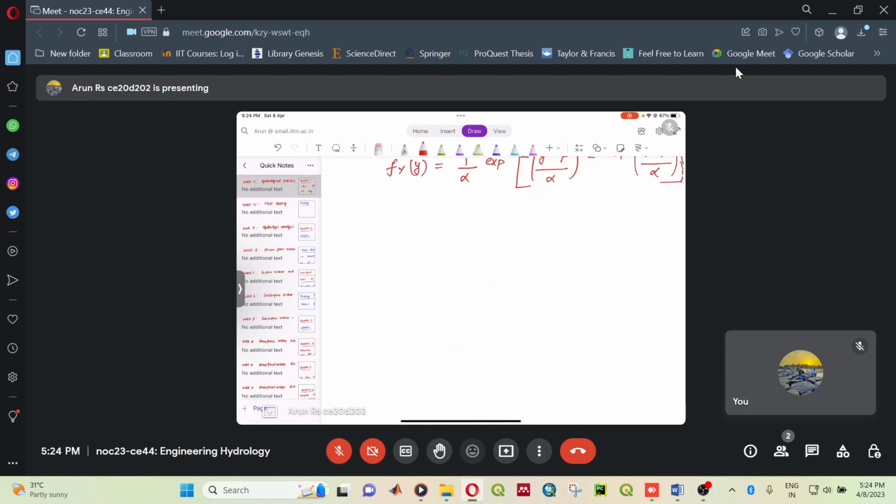And the mean of the distribution is given by beta plus 0.5772 alpha, and the variance of y is pi square alpha square divided by 6, and the skewness coefficient of this particular distribution is 1.1396, and it is positive.